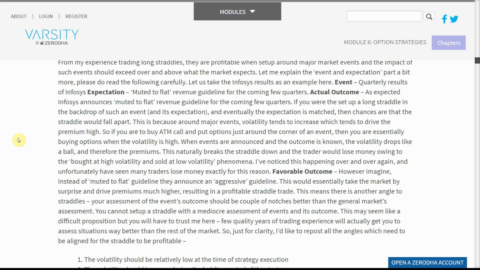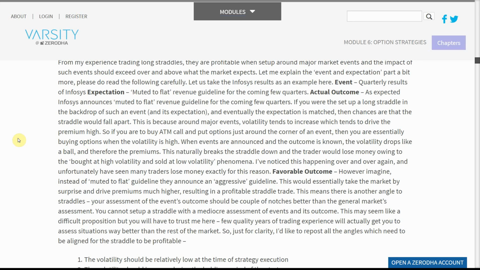I've noticed this happening over and over again, and unfortunately have seen many traders lose money exactly for this reason. Favorable outcome, however: imagine instead of a muted to flat guideline they announce an aggressive guideline. This would essentially take the market by surprise and drive premiums much higher, resulting in a profitable straddle trade. This means there is another angle to straddles. Your assessment of the event's outcome should be a couple of notches better than the general market's assessment.